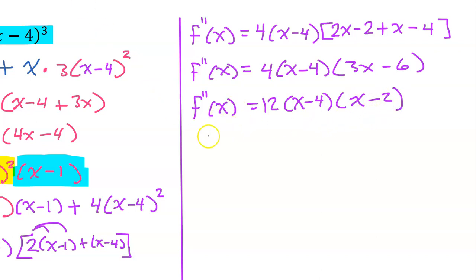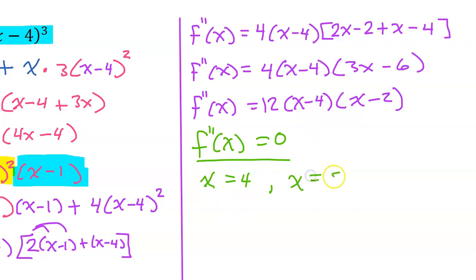Okay, time for the special numbers that make f double prime equal to 0. If this weren't a polynomial, I would also look for values that would cause f double prime to be undefined. But there are no values that could possibly make this undefined. The values that will make this equal to 0 are x equals 4 because of this factor, and x equals 2 because of that factor. Let's put these special numbers on a number line and make a sign chart.